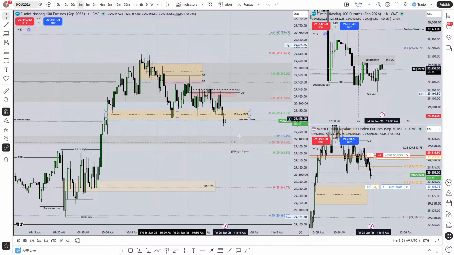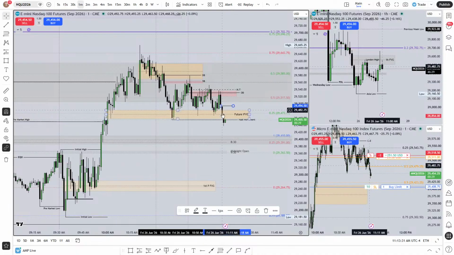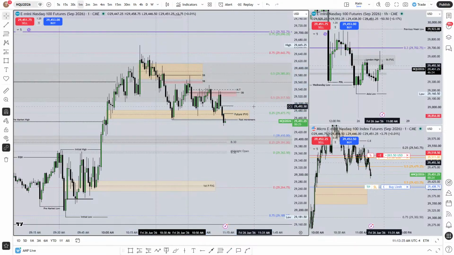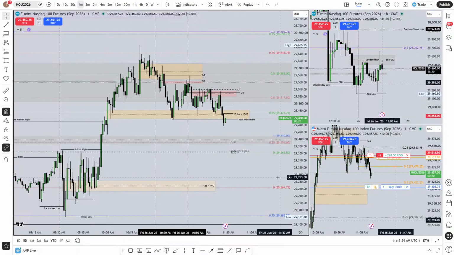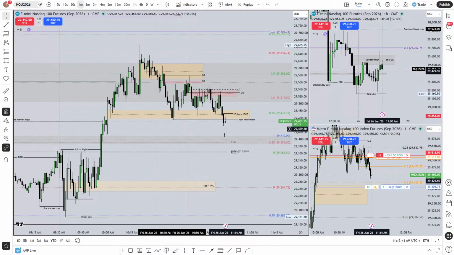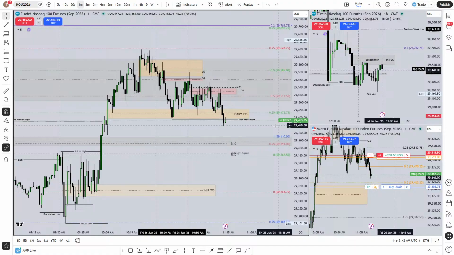This gap overlaps the lower quadrant or the upper quadrant. Nope, I was right, the lower quadrant of the opening range gap. So there's no reason we should go above here. Hit that low and then just tank.